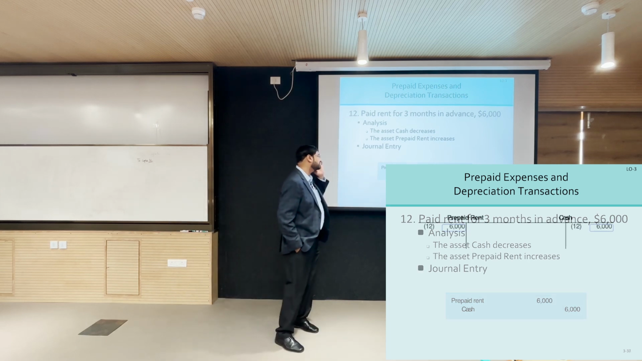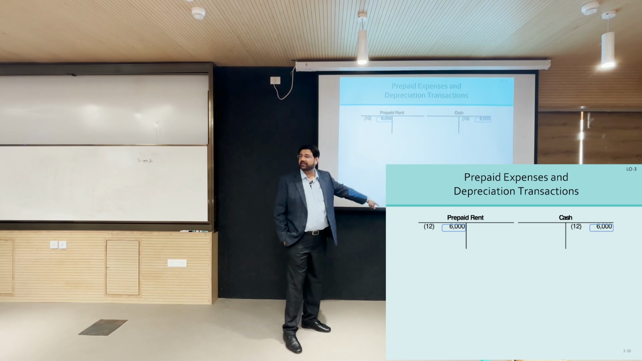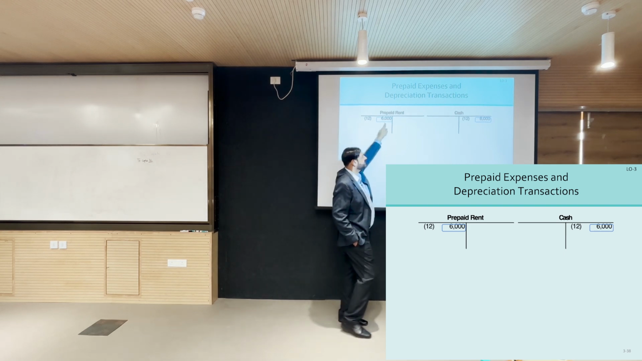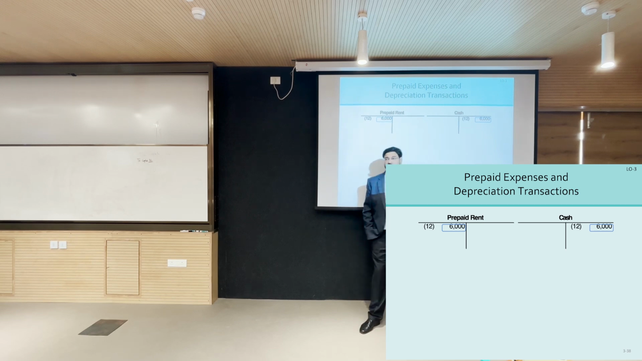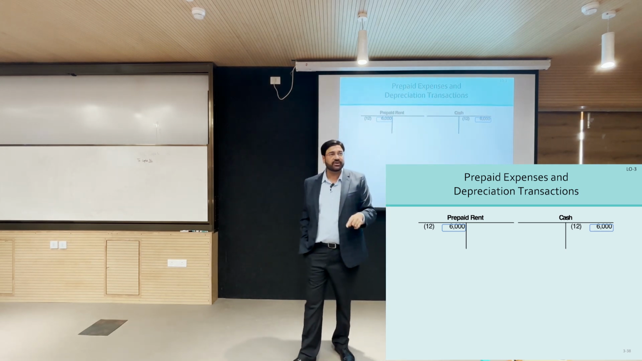Next. So, that was the entry: prepaid rent debited, cash credited. Prepaid rent, debit side 6,000, cash account, credit side 6,000. Everything else you have to write on your own, right? I am assuming all of you are writing it, right?